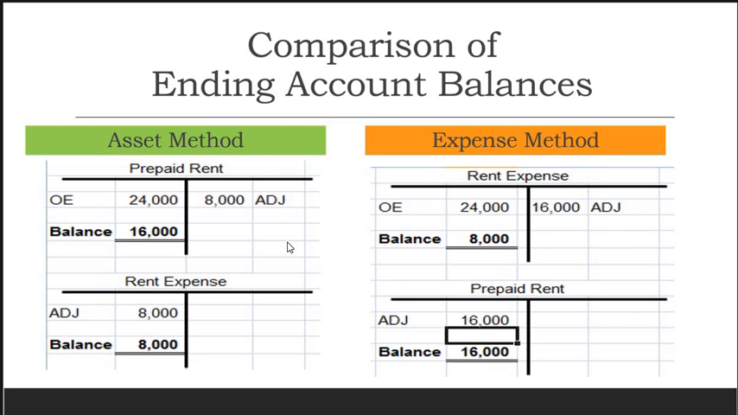So, which method to use? Asset method ba or expense method? So, kapag silent yung problem, what we assume is gagamit tayo ng asset method, just like what you did in the previous mga journal entries. Unless otherwise stated na expense method, we will assume that we will use the asset method.